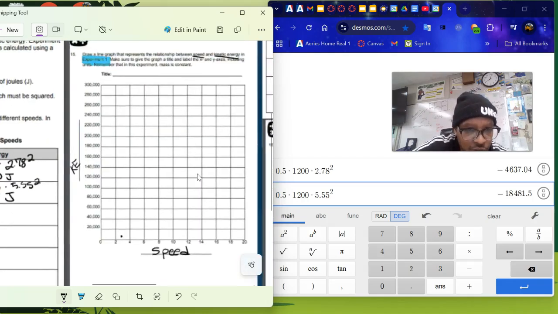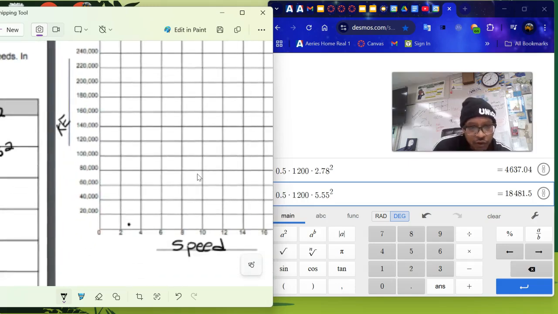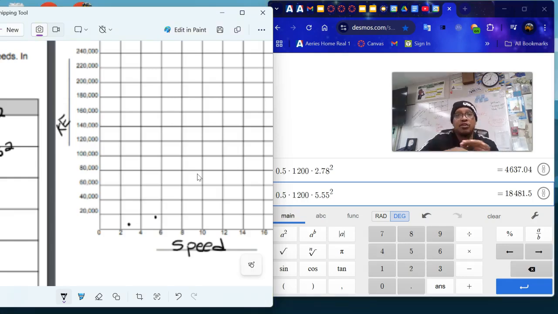So let's go on over here and see. Okay, so this is 5.5, and then 18,000 is not quite at 20. It's a little bit below that. So it should be somewhere right in there. That's my second point. And that's how you would graph.